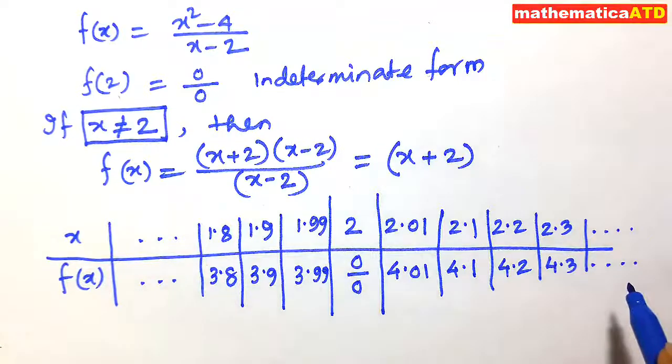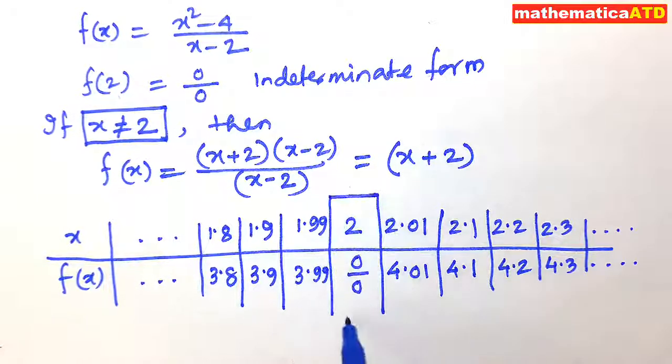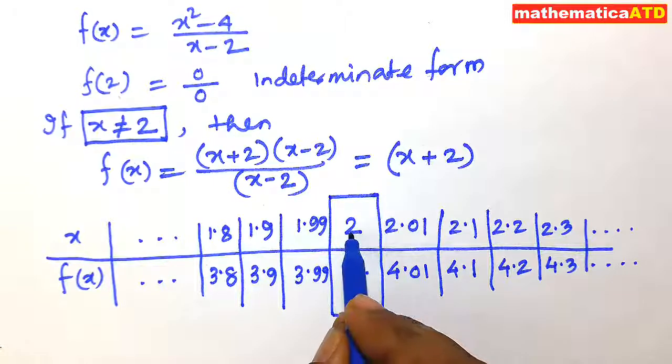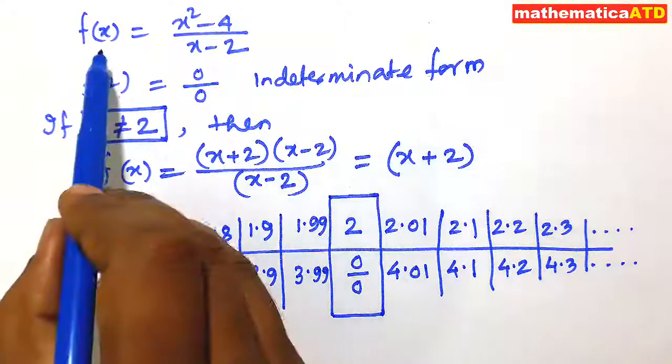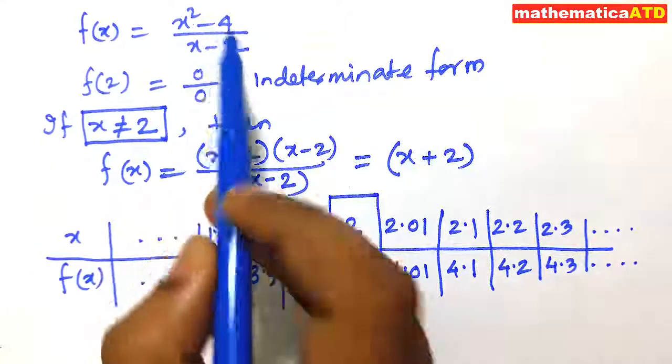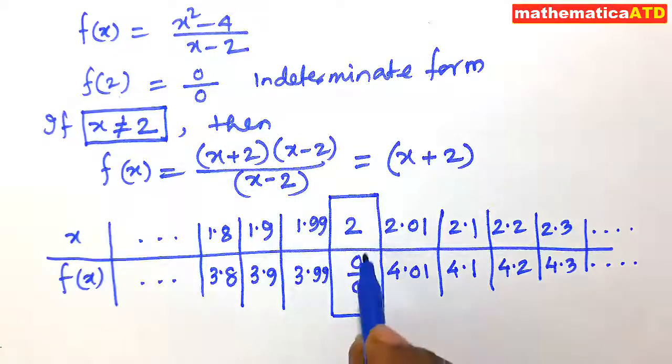Okay friends, this is the main point. See that when x is equal to 2, then f(x) is equal to 0 by 0. That is indeterminate form. So we shall now draw the curve of f(x), that is (x² − 4) divided by (x − 2). We can plot the points except this point 2, where we get the indeterminate form.